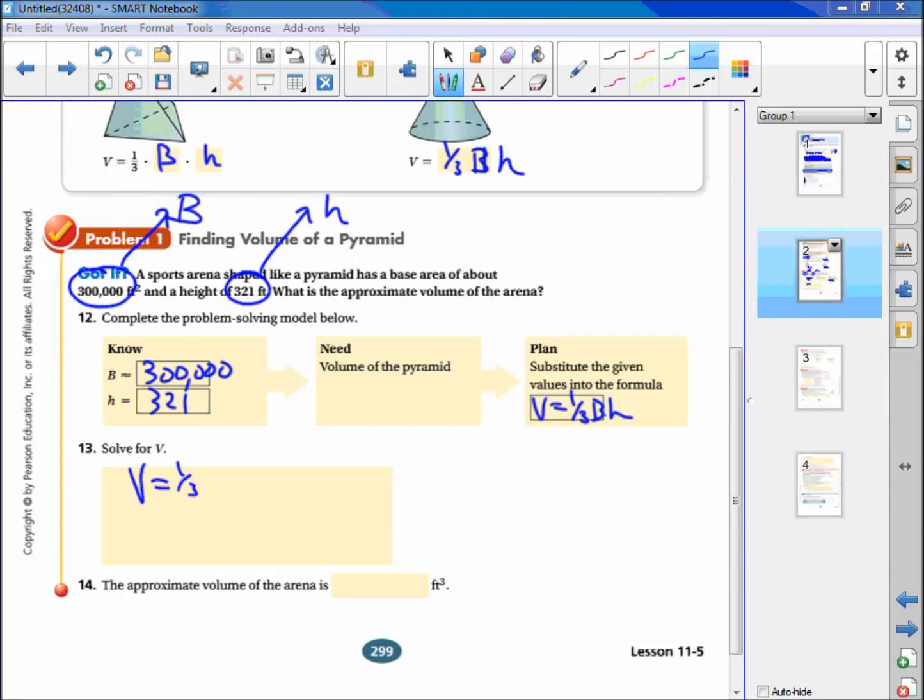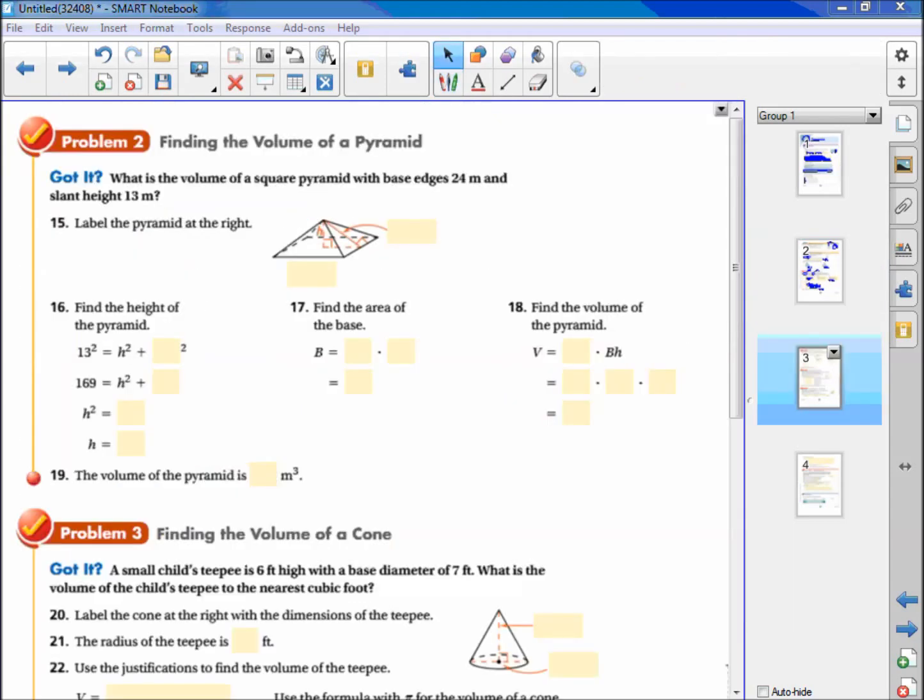So V equals 1/3 the area of the base times the height, which is 1/3 times 300,000 times 321. And when we multiply those three things together, we're going to end up with 32 million, 100,000 cubic feet. Okay, so these two together will make 100,000, and then we times that by 321 will make 32,100,000.